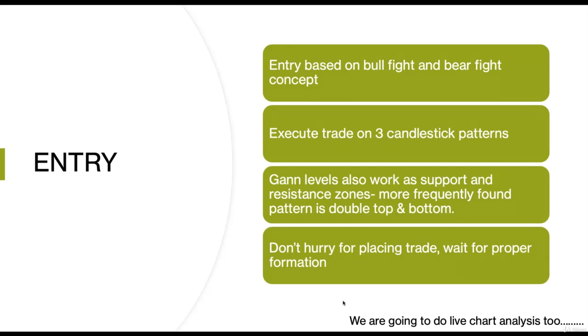The next point tells us Gann levels also work as support and resistance zones. The more frequently found patterns are double top and double bottom. What this point means exactly is that Gann levels also work as a support or resistance zone. If you find that this was a demand zone, from where the buyers are entering, or from where the sellers are entering very strongly, that is from the Gann level, and if the market reverses back to the same level, then there you can place your entry without the bull fight or the bear fight.